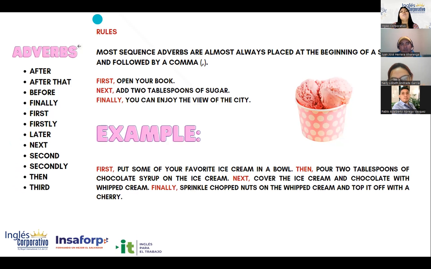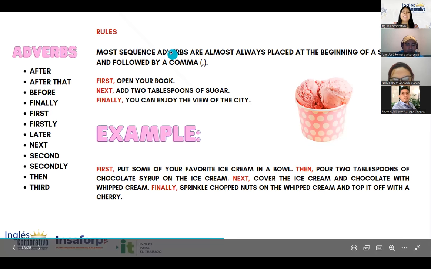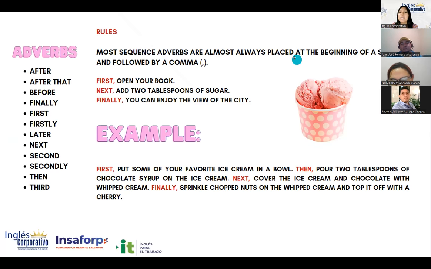Okay, and we have rules when it comes to grammar. It says that most sequence adverbs are almost always placed at the beginning of a sentence and they are followed by a comma. Look at the examples that we have. First, comma, open your book. Next, comma, add 2 tablespoons of sugar. Finally, comma, you can enjoy the view of the city. So you see we have the adverb of sequence, comma, and then the sentence.